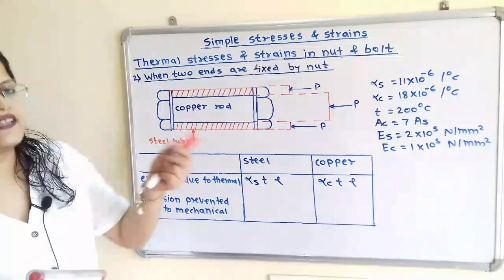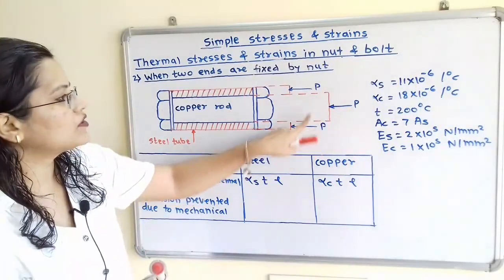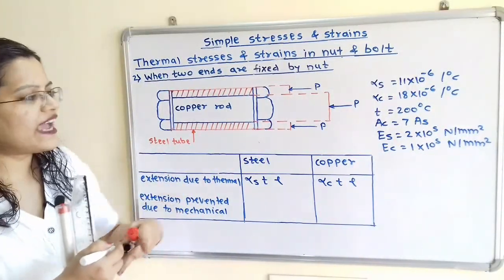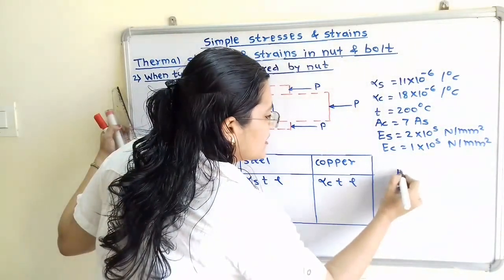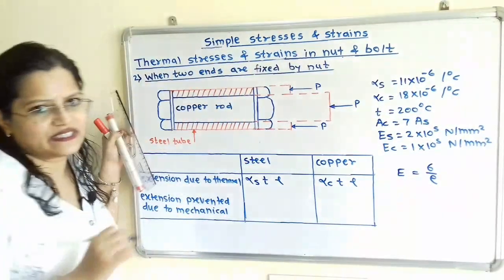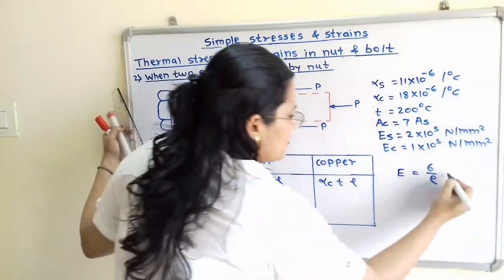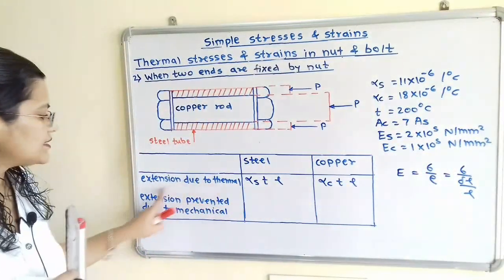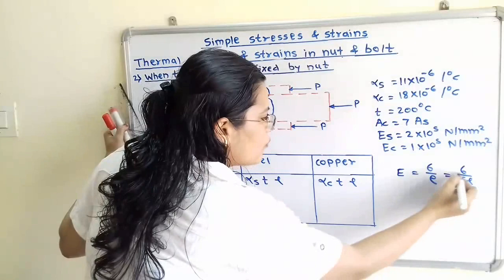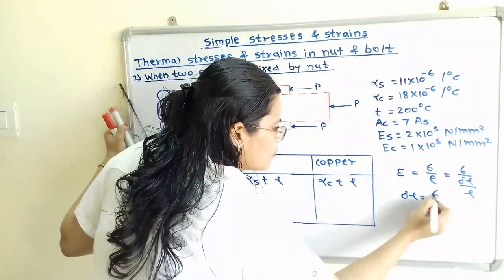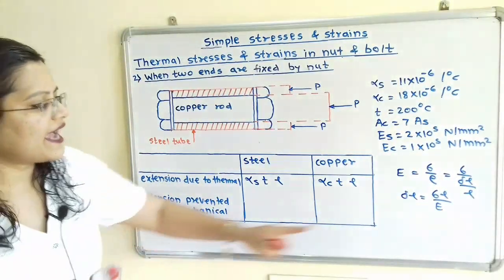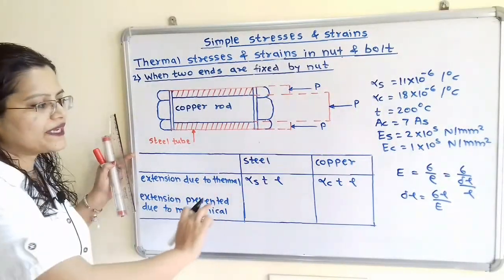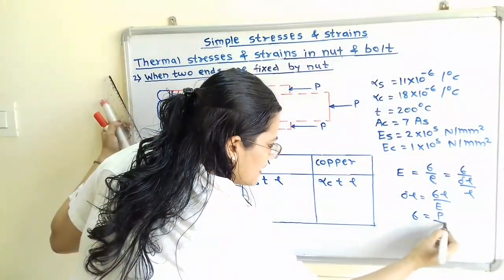Now this change in length is getting prevented due to mechanical force P. So how do we find out how much change in length is prevented by P? We know that Young's modulus E is equal to stress sigma divided by strain. Now this strain is equal to delta L by L, so E is sigma divided by delta L by L. This stress is due to the mechanical applied force P. So delta L is equal to sigma L divided by E. We have to write this formula for steel as well as copper. This extension is getting prevented due to P, and this sigma is equal to P by A.